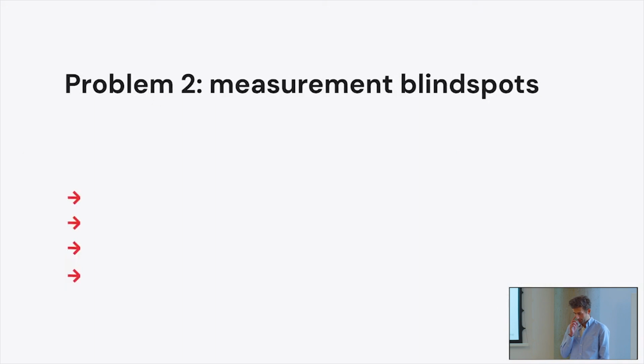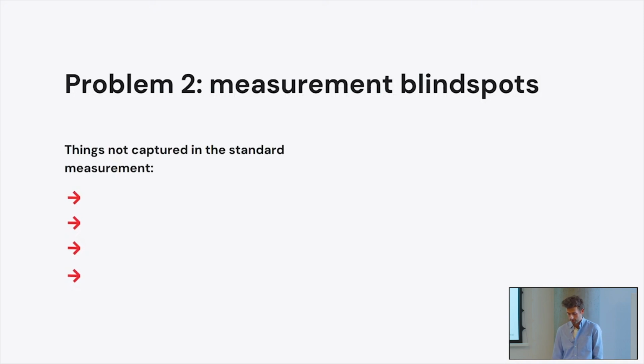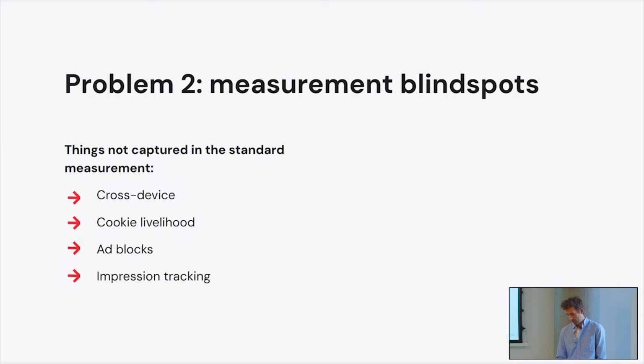Okay, so the second problem, somehow related, is measurement blind spots. Again, this is an issue related to trusting our measurements too much and not understanding what is not being seen and captured by these measurements. These are very well-known issues like tracking users cross-device, shorter and shorter cookie lifespans, ad blocking, or very limited impression tracking, meaning tracking which users saw an ad and did not click on it.